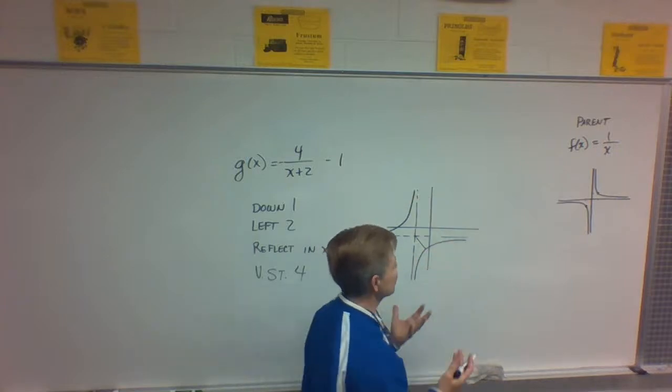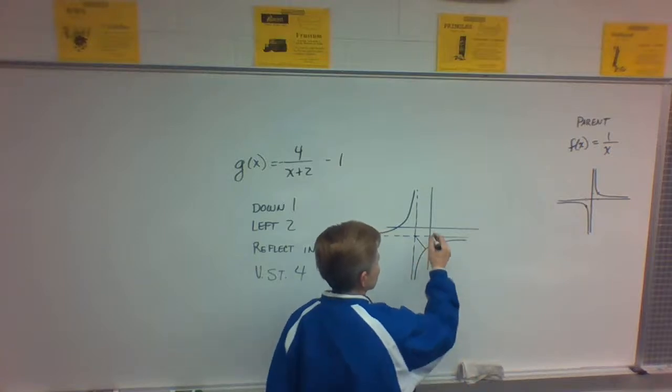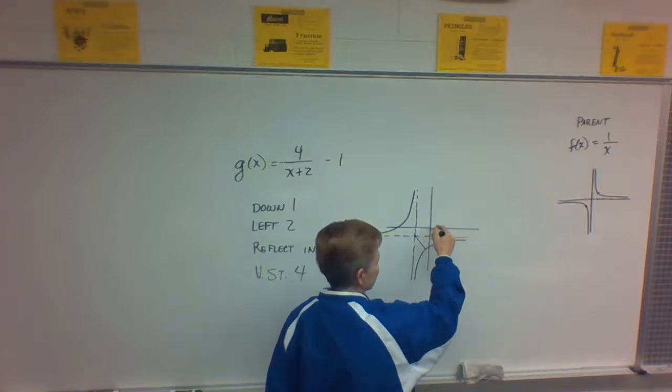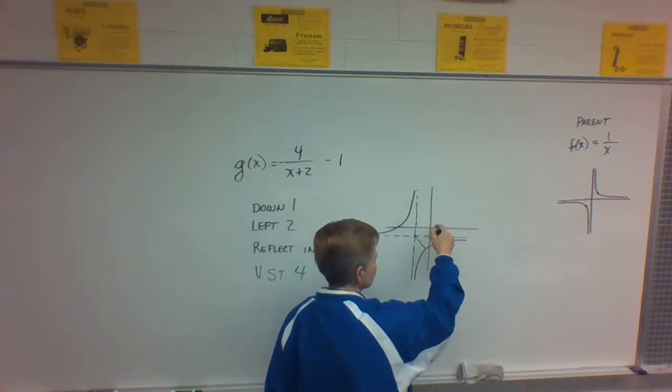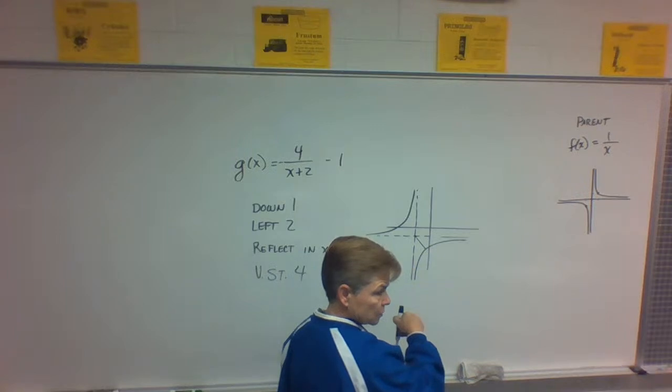Why do we dot them? Because they're not really part of the graph, but they aid in getting the graph correct. And so we dot them. It's just that the corner that used to be there with the parent, the corner where the asymptotes join, is now here. We went left 2 and down 1. Does that make sense?